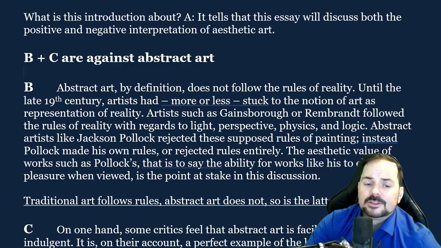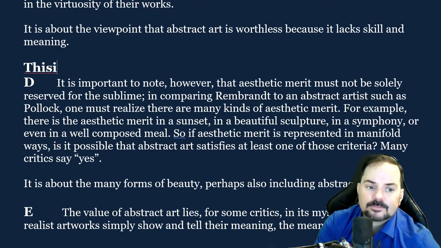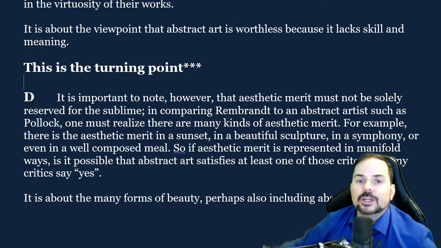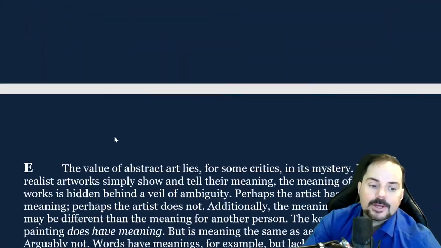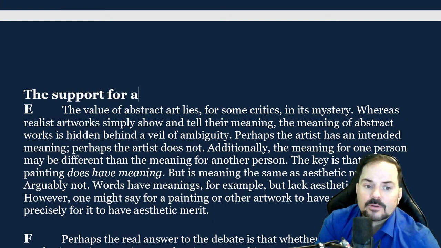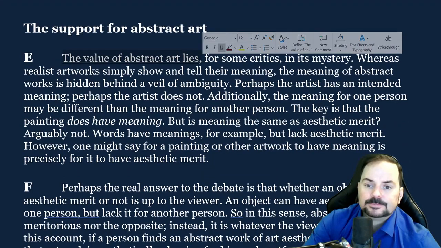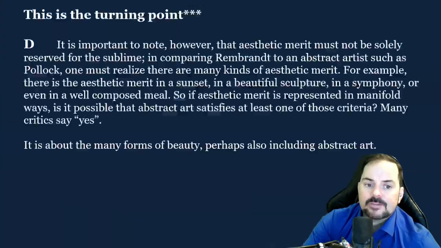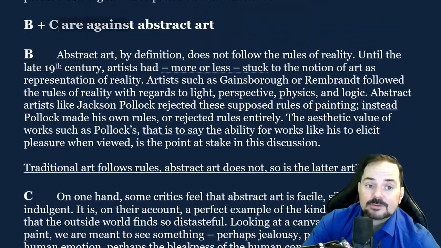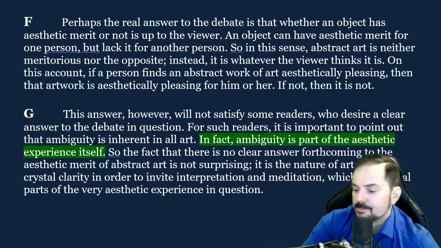These two paragraphs are kind of telling me everything that is wrong with abstract art. D is where it starts to change. It's the turning point, okay? Like in a movie or in a story, you have a turning point. In an essay, you have a turning point, okay? And then here is where we have the support for abstract art. Okay, you can see it here. The value of abstract art lies in the mystery, right? Everybody sees that. So introduction, thesis, argument against abstract art, the turning point, the support for abstract art, conclusion, right?